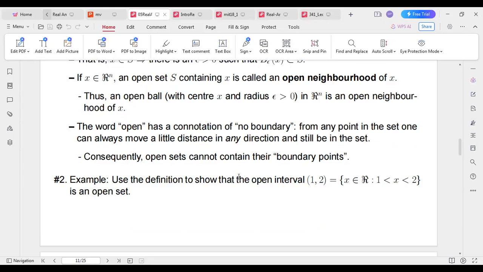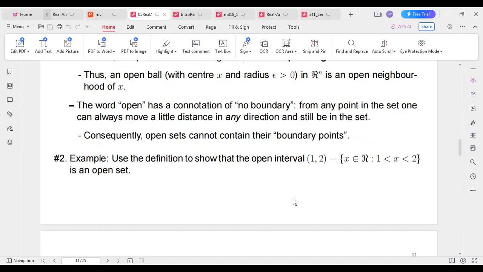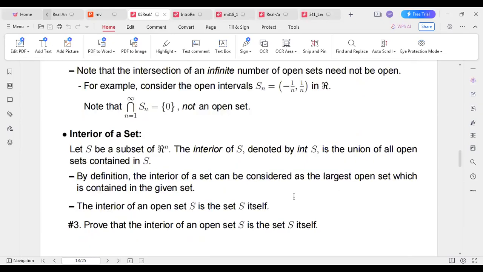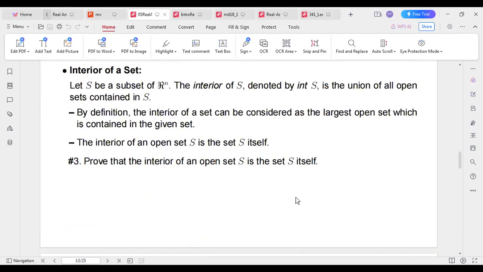For example, use the definition to show that (1, 2) is an open set. Now, what will be the interior of a set? Let S be a subset of Rn. The interior of S, denoted by int S, is the union of all open sets contained in S. By the definition, the interior of a set is considered the largest open set contained in the given set. The interior of an open set S is that set S itself.